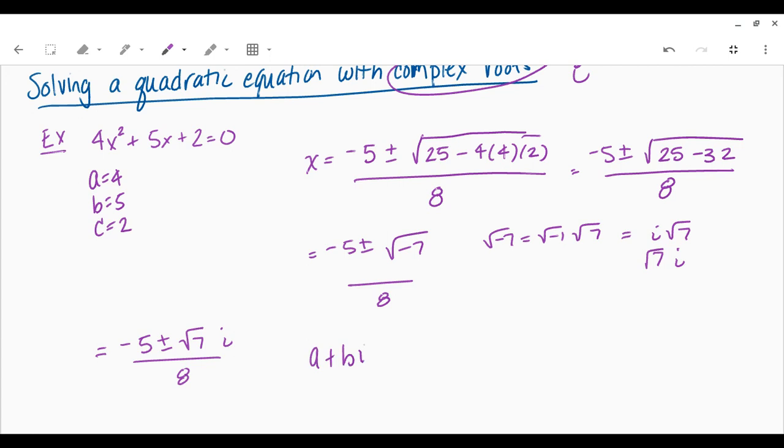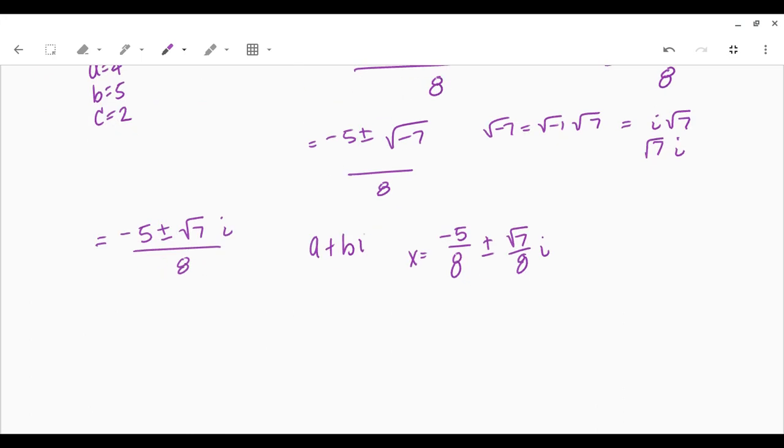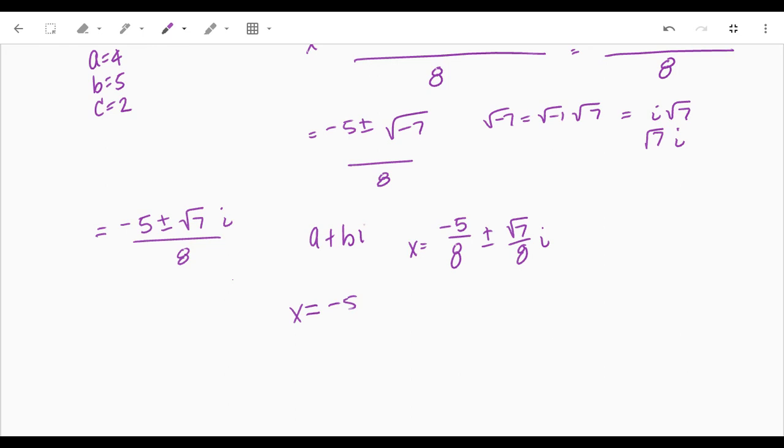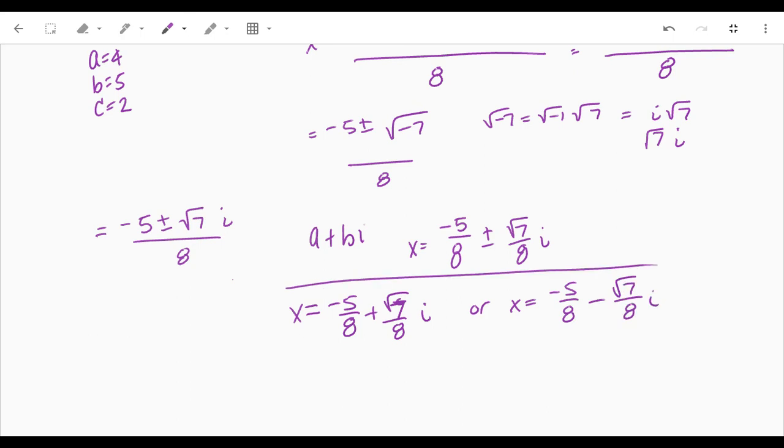So we just split that numerator. So we'll have negative 5 over 8 plus or minus square root of 7 over 8i. Or if you needed to write out both, x equals negative 5 over 8 plus square root of 7 over 8i, or x equals negative 5 over 8 minus the square root of 7 over 8i. Okay, we'll do another one of those.